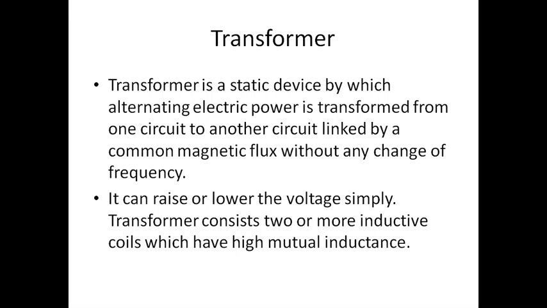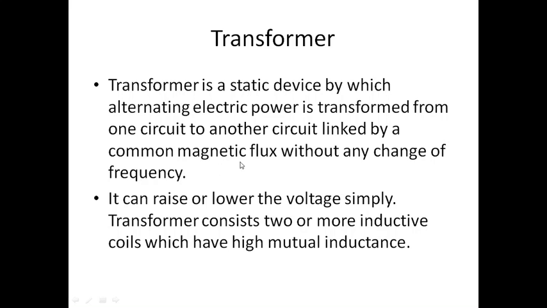So, a transformer is a static device by which alternating electric power is transferred from one circuit to another circuit linked by common magnetic flux without any change in frequency. See, a transformer is a static device. Static in the sense that it will not move. It is stationary. Right. So, alternating electric power is transferred from one circuit to another.